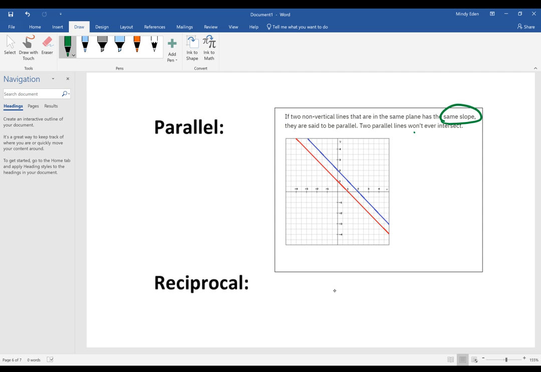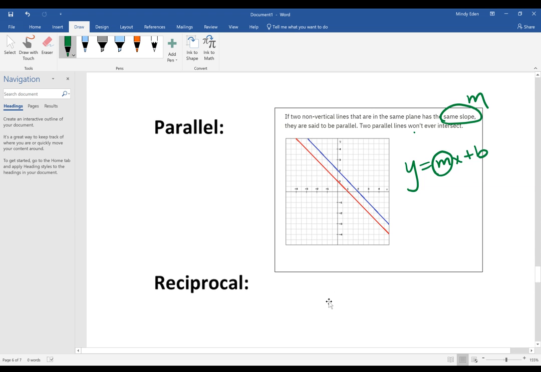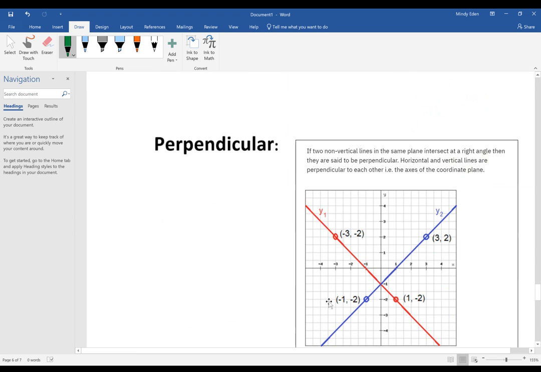same slope, which was m, they're said to be parallel. So we need to always get our equations in the form y equals mx plus b. And so we're looking for two lines that have the same slope value. Now, what we haven't discussed a lot is perpendicular.